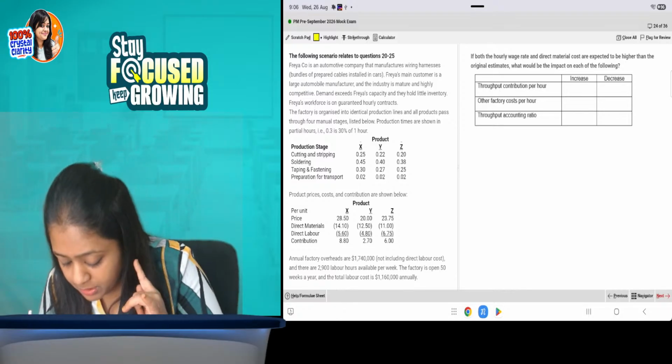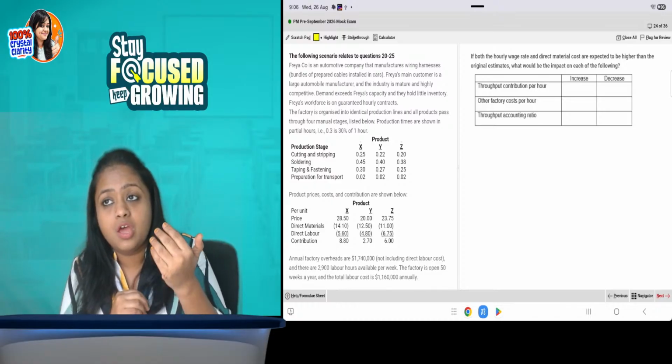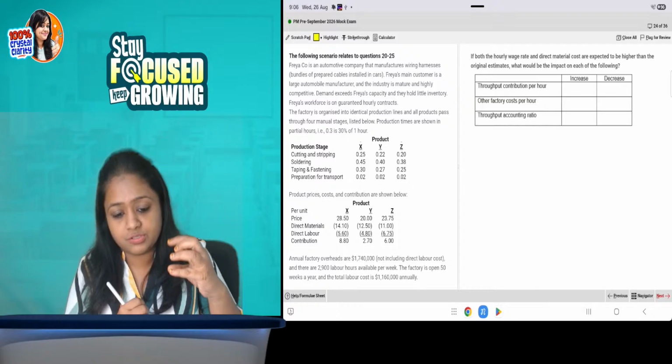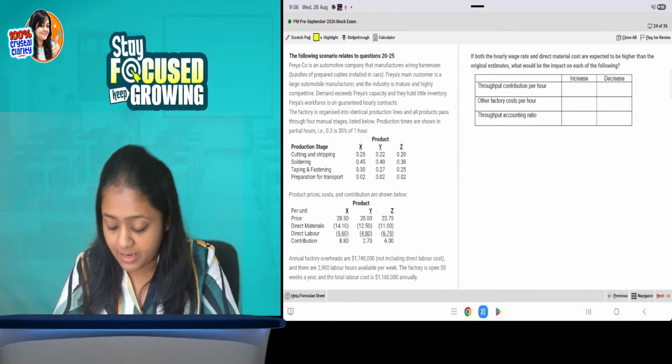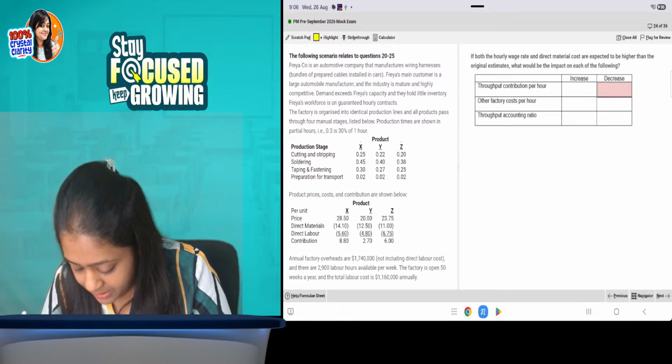Throughput contribution per hour. See, if your direct material cost increases, your contribution per hour will reduce, right? Because your throughput will reduce. So if throughput reduces, your throughput per hour will reduce. So this is easy.